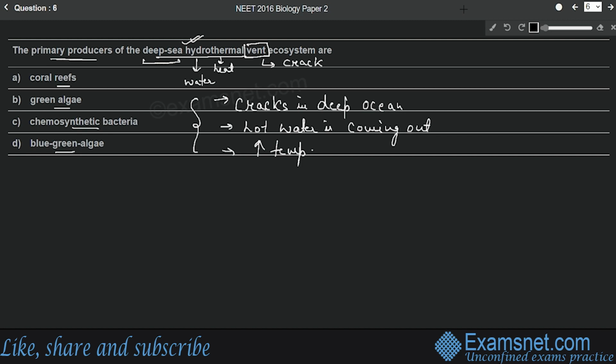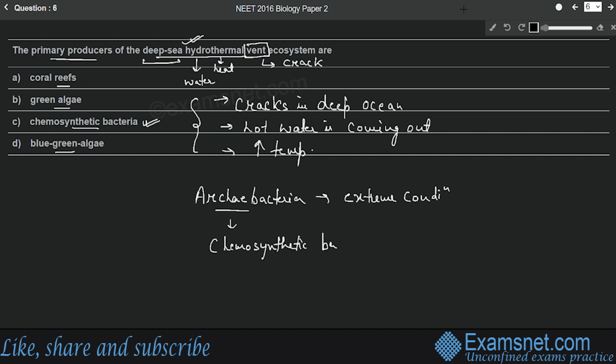Now, what kind of organisms can thrive in such extreme conditions? So we know that special type of bacteria known as archaeobacteria can thrive in extreme conditions, okay? Extreme conditions, because they have specialized structures for their protection, okay? So here, out of the given options, the chemosynthetic bacteria will be the correct answer, because these are the examples of archaeobacteria, okay? Chemosynthetic bacteria.